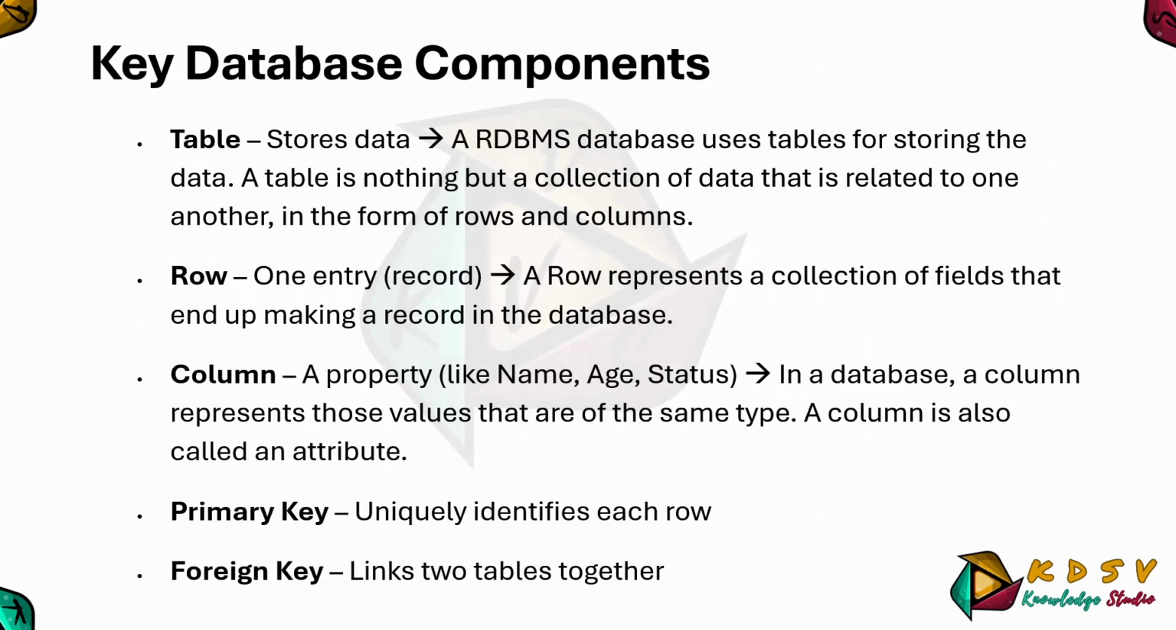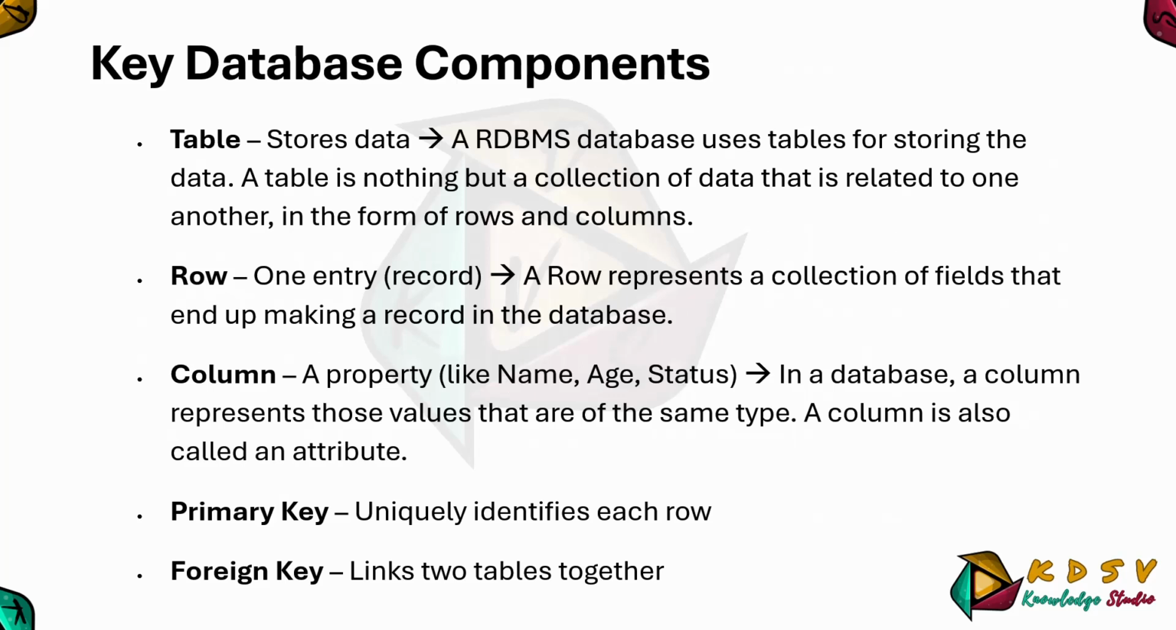Let me explain the key database components. The first one is the data table. An RDBMS database uses tables for storing the data. A table is a collection of data that is related to one another in the form of rows and columns. A row represents a collection of fields that make up a record in the database. Then column: a property in the database, a column represents values that are of the same type. A column is also called an attribute.